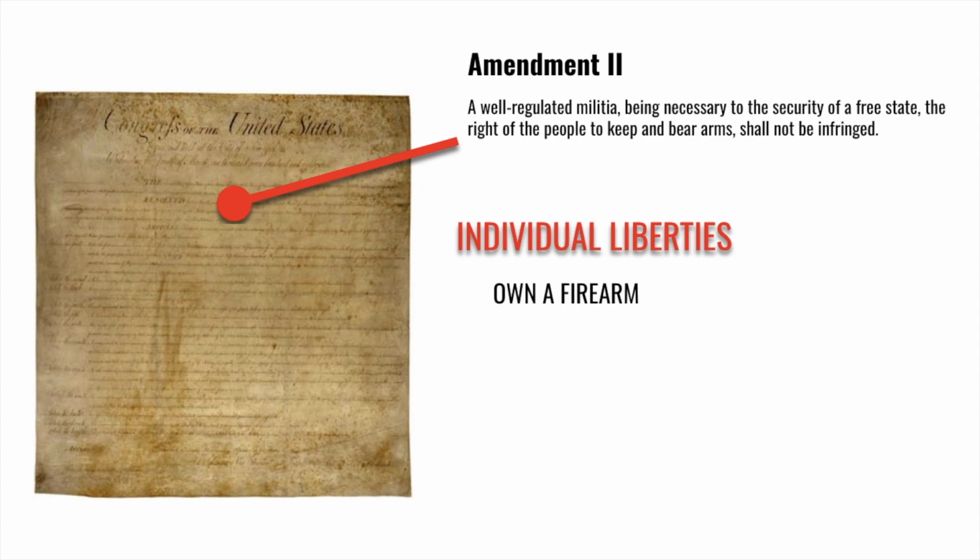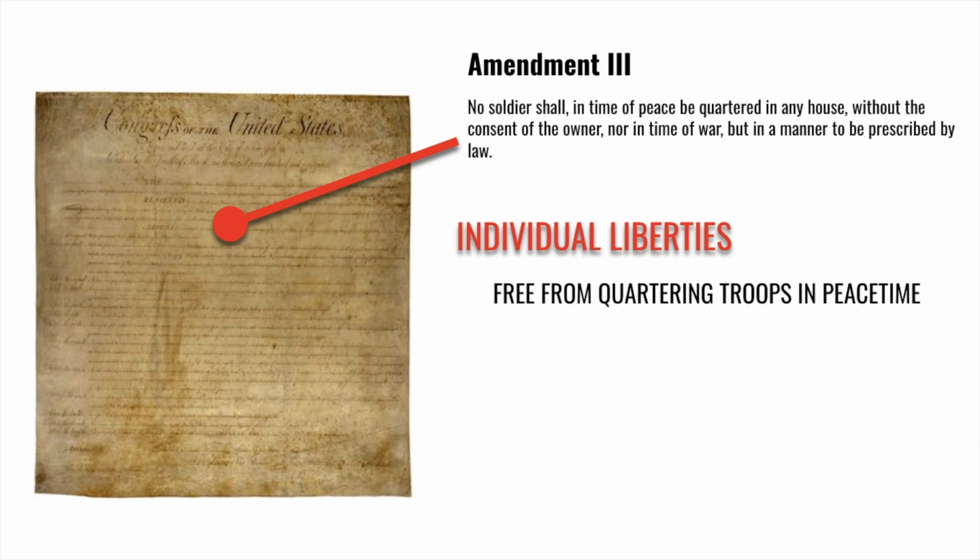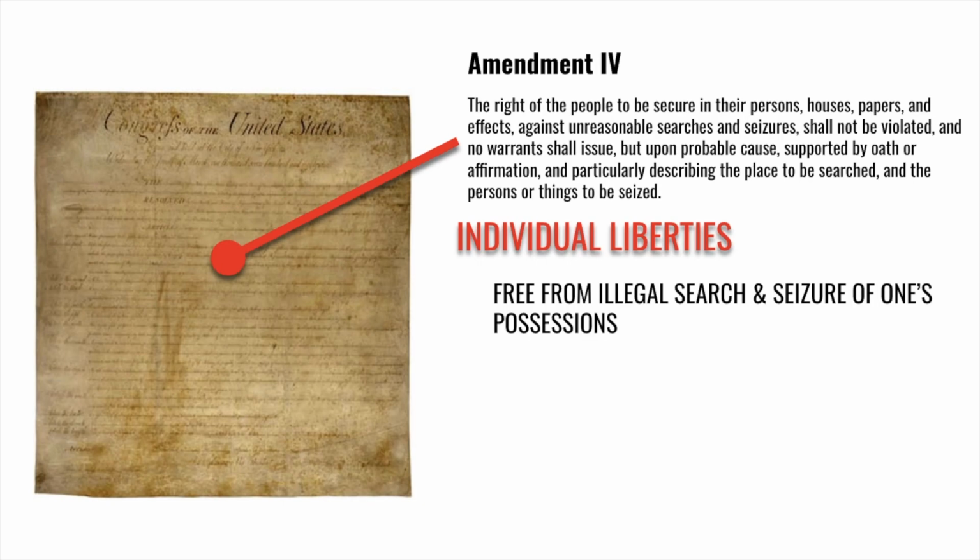Amendment number 2, individual liberty. Hey, you can own a firearm. We're not even going to dive into this controversial amendment. Amendment 3 is a bit outdated, but it was a huge issue during colonial times. Amendment 3's individual liberty is that you are free from the government forcing you to quarter troops in your home in peacetime or in time of war as well. But again, another outdated one from colonial time periods.